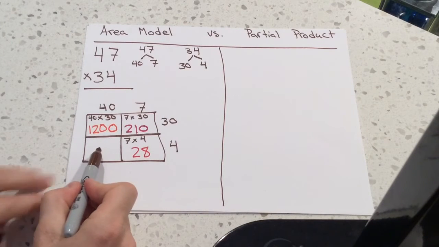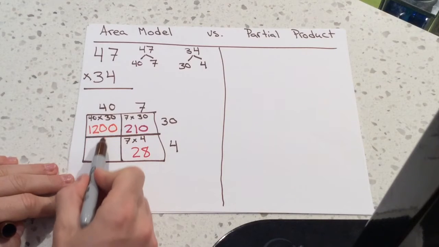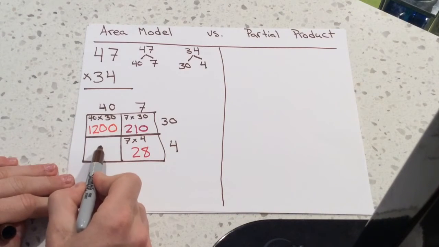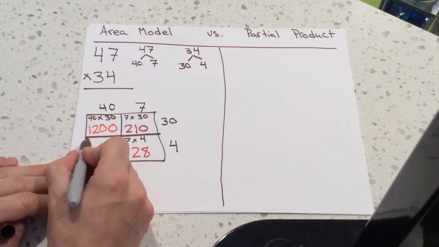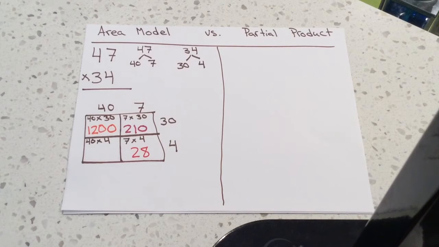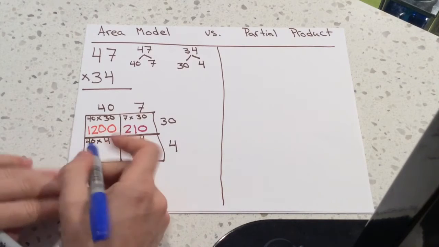And finally, in this last box here, I'm going to use that same down and over motion, and I have 40 times 4. 40 times 4. And I know that 4 times 4 is 16.